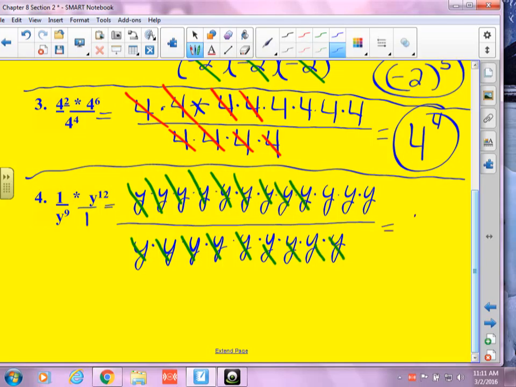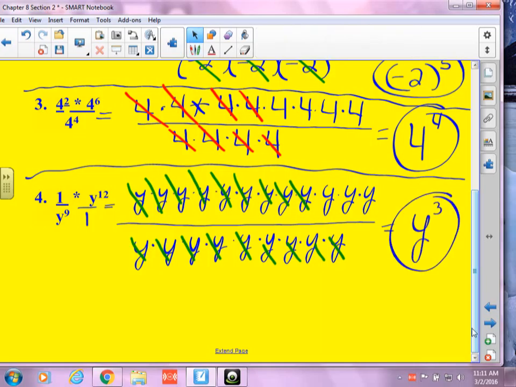So I get y to the 3rd. Notice that the 1s don't really do anything because it's just multiplication. Notice how multiplication and division are related. They're like best buddies. Addition and subtraction are best buddies, so they kind of undo each other. But if there's any kind of addition here, that would change this problem.